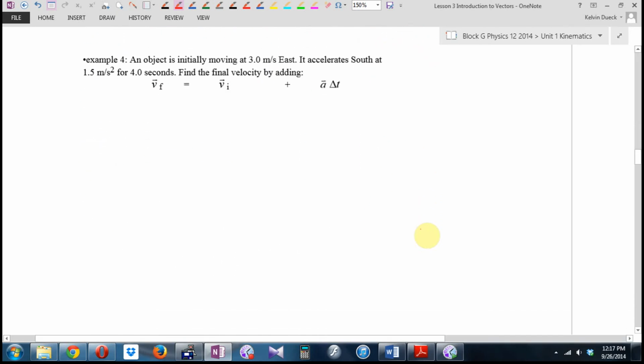An object is initially moving at 3.0 meters per second east. It accelerates south at 1.5 meters per second squared for 4 seconds. Find the final velocity by adding Vf equals Vi plus At. I did this last year with my physics 11s. I don't know if Mr. Kamosi did. This is a familiar equation, Vf equals Vi plus At. But what I want you to realize is in physics 12, it also works with pictures. It also works with vectors.